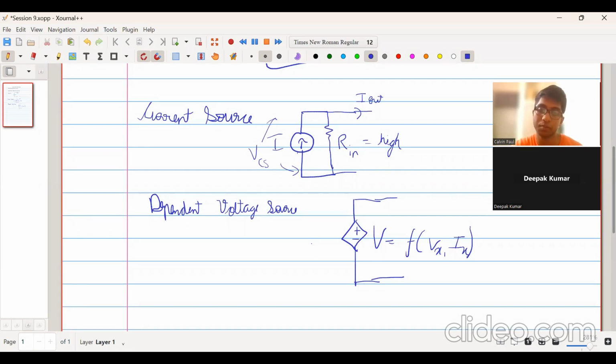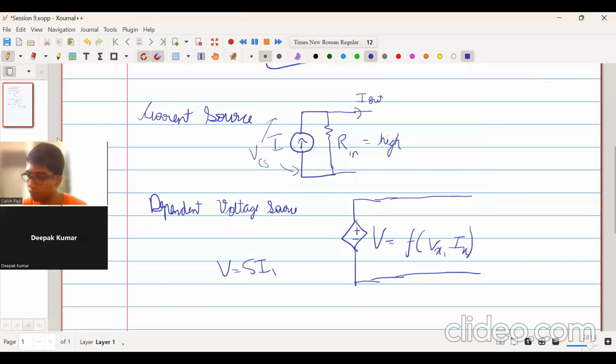So it could be of the type V equal to phi into I1, where this circuit could be further modified somewhere. Let me draw. There could be some resistance here, another resistance here, another here, and another here, and this could be some current I1. So this voltage V could be equal to phi into I1.